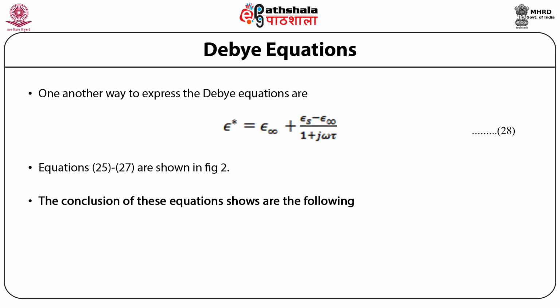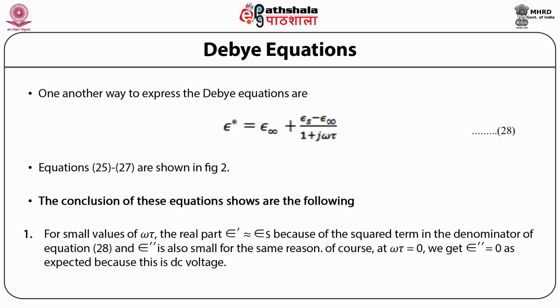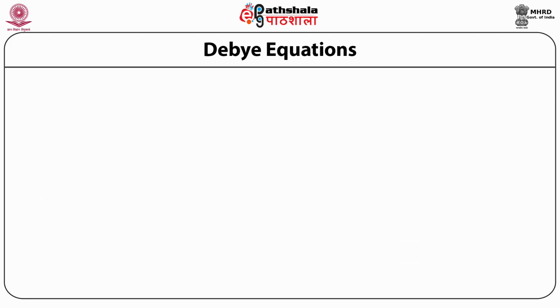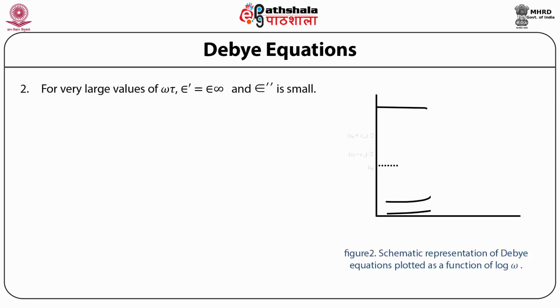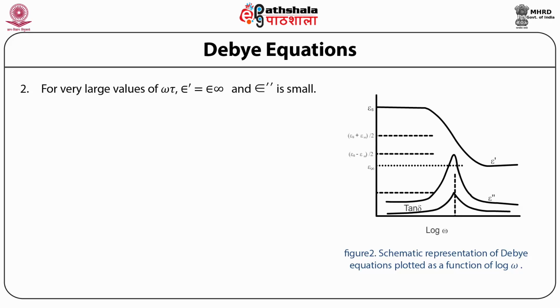Number 1. For small values of ωτ, the real part ε' equals εs because of the squared term in the denominator of equation 28, and ε'' is also small for the same reason. Of course, at ωτ equal to 0, we get ε'' equal to 0, as expected, because this is DC voltage. For very large values of ωτ, ε' is equal to ε∞ and ε'' is small.